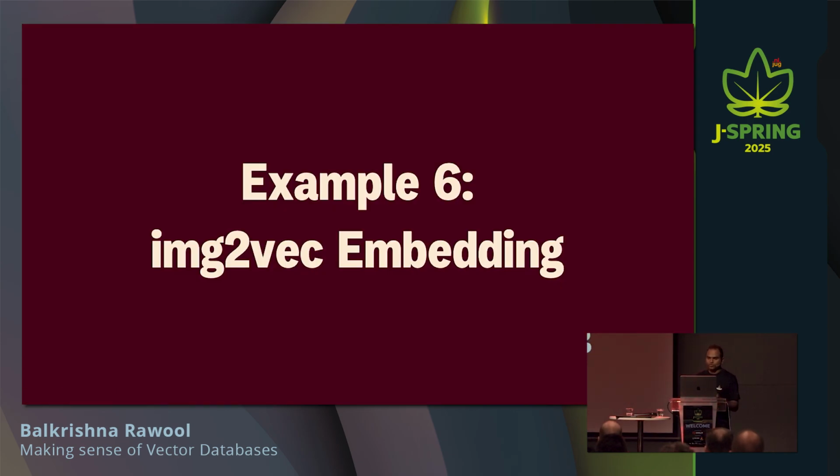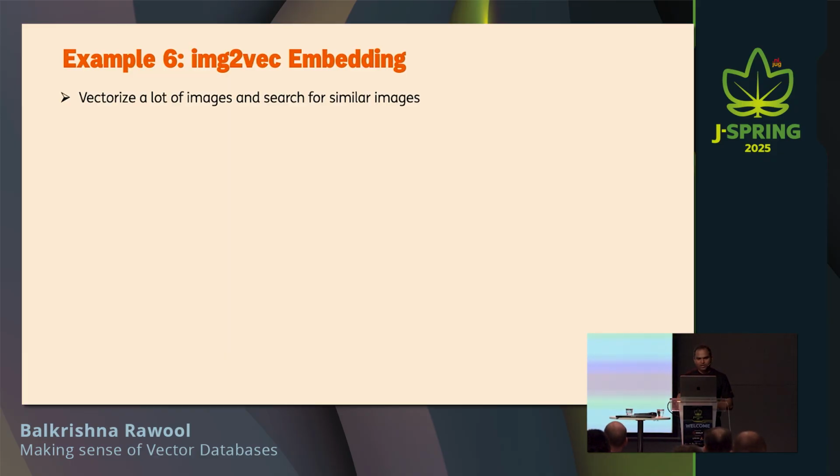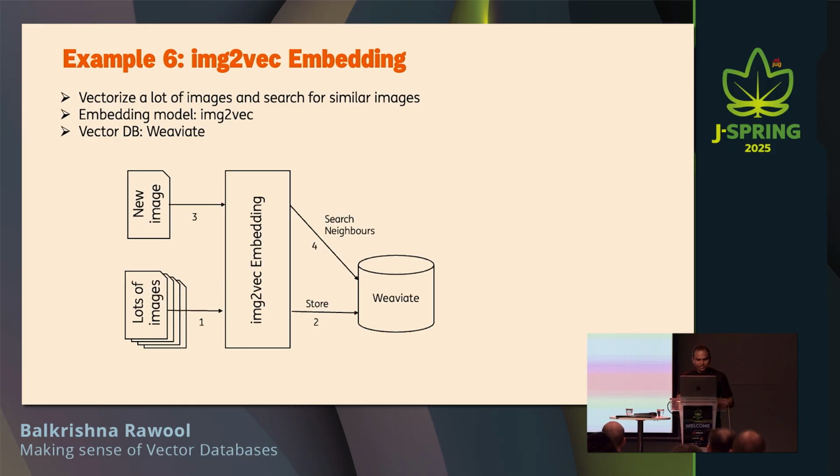And this brings us to an example where we are going to mimic the Google Lens. So we're going to use image-to-vec embedding here, and we're going to vectorize a lot of images. In this case, I have used touristic places in the world or world wonders. And the embedding algorithm is image-to-vec, and the vector database is VV8. So we put that into the vector database, and we are going to query a new image, which is not present in the data set. So we'll see how it works.